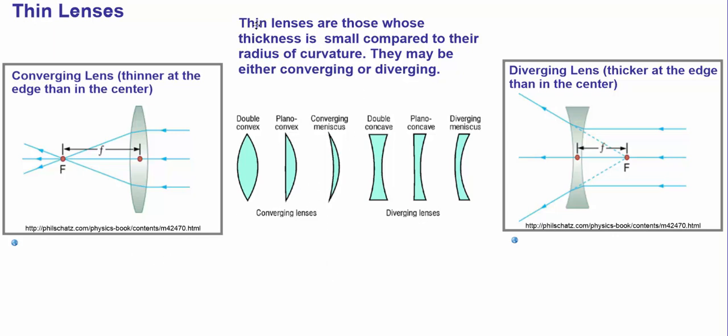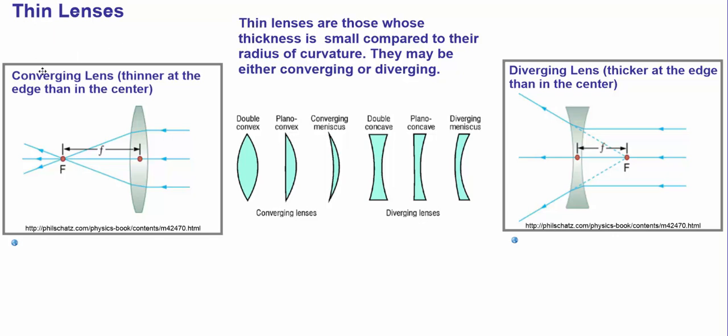Well, a thin lens is more or less defined as any lens whose overall thickness is relatively small compared to their eventual radius of curvature. Now, a lens could either be a converging or diverging lens, which basically means that when light travels through it, it's either going to bend it towards the principal axis or it's going to bend it away. And so, let's define those two.